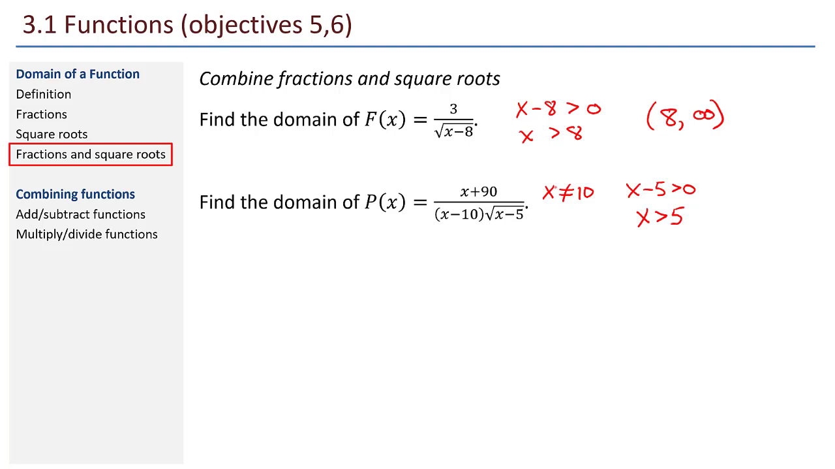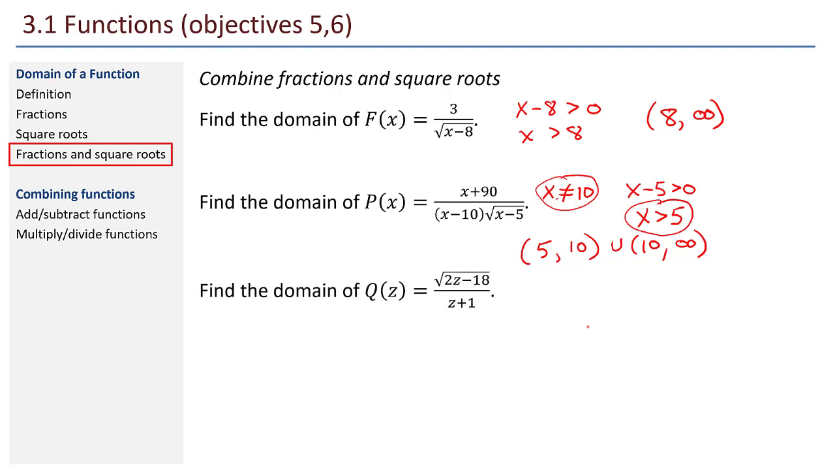Now, these two things get combined. x is not 10, and x is greater than 5. So it's all things greater than 5 except for the number 10. How would we write that? Maybe something like 5 up to 10, union 10 up to infinity.